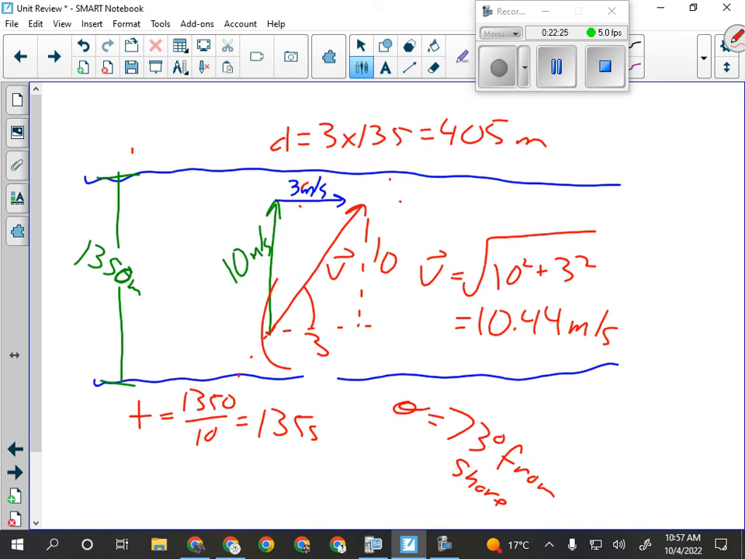If this was a going across question, our resultant would point straight across. And so we would use the resultant with the 1,350 meters to figure out how long it would take to get across. It would be longer than 135 seconds, because the current would slow us down, which would mean we'd end up further downstream because we'd be in the river for longer. Okay, everybody all right with that idea? All right, what else?